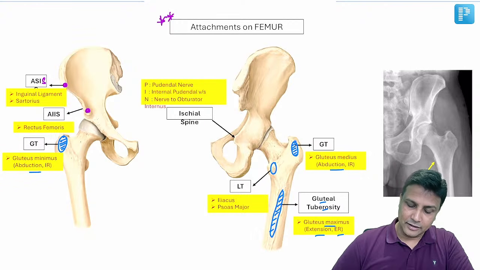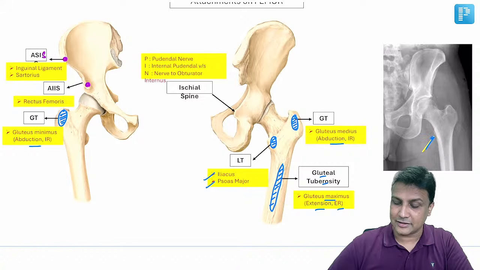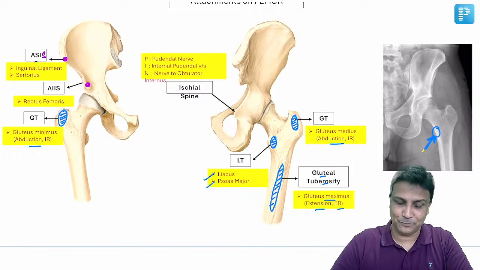On the lesser trochanter, there will be iliacus and the psoas major attached here. And recently in your exam, this image was given and there was an arrow mark here like this. And on this arrow mark structure, what is the muscle attached here? Of course, it is the lesser trochanter, iliacus and psoas major.